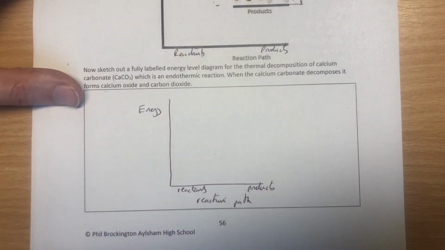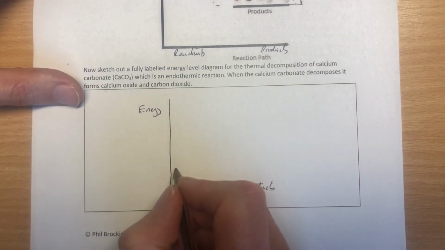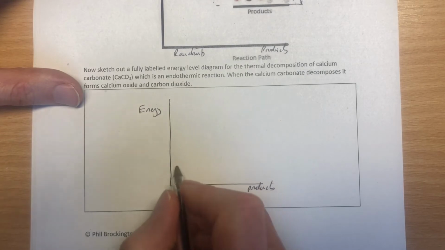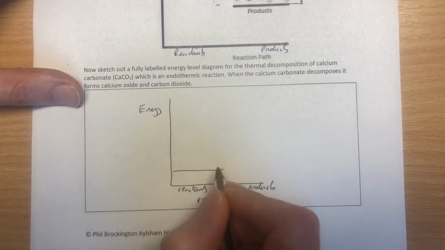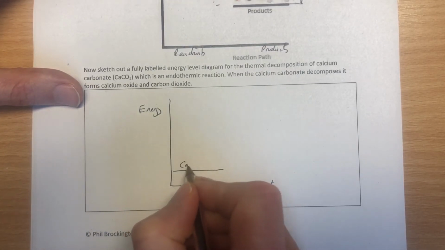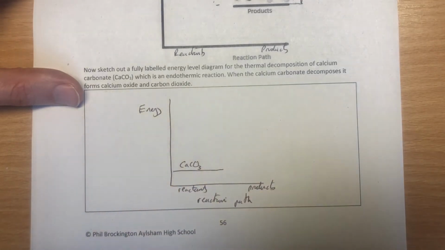Now this time, this is an endothermic process. So calcium carbonate is a very common rock in the United Kingdom. It forms about a third of the rocks in the United Kingdom. It's used for building blocks and statues and things like that. It really has very little energy stored in it. So we'll put the calcium carbonate down here, CaCO3. There is our reactant. It has very little energy stored in it.